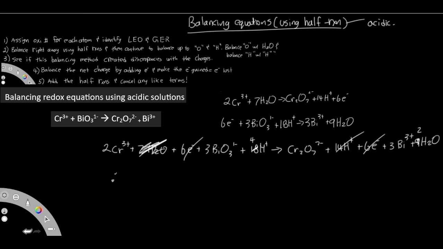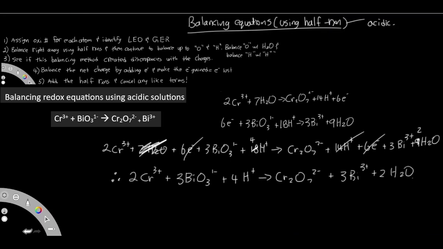So let's make our therefore statement and put it all clean in order. So we have 3 BiO3 1- plus the 4 H+ yields our Cr2O7 2- plus our 3 Bi3+ plus 2 H2O. This should be your answer.